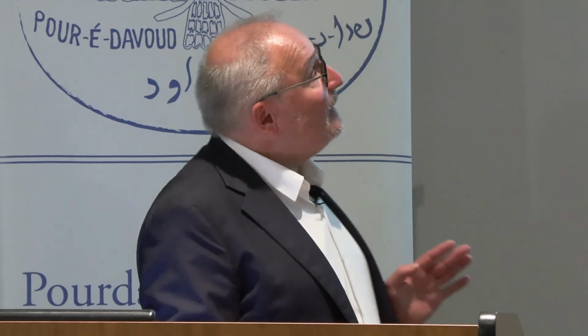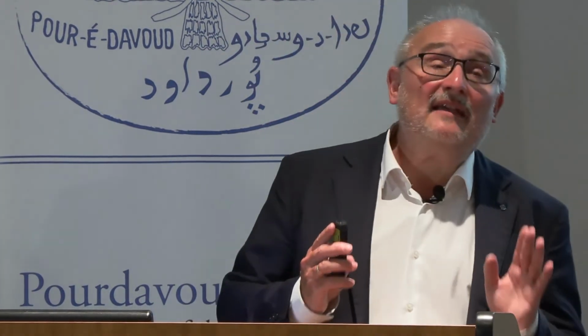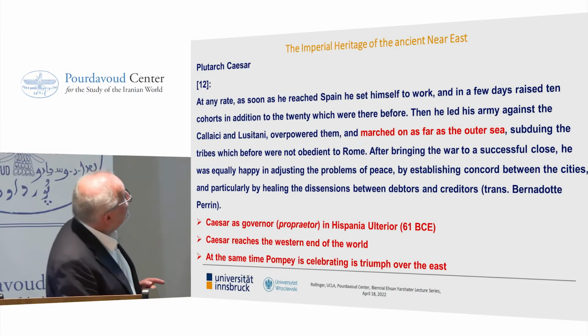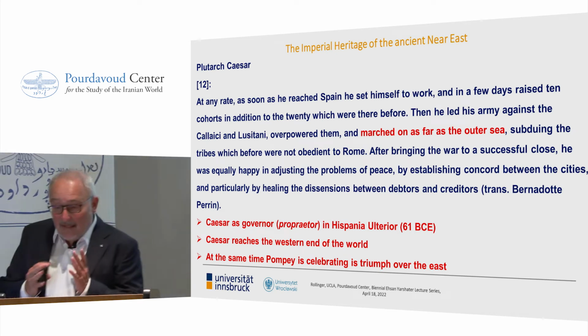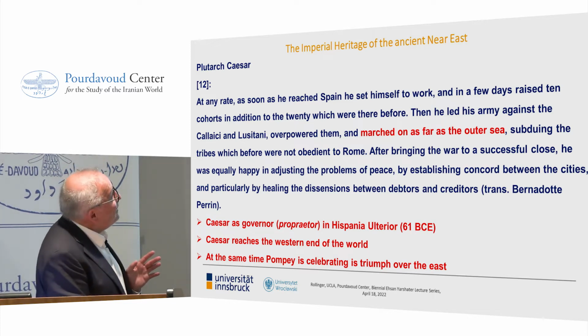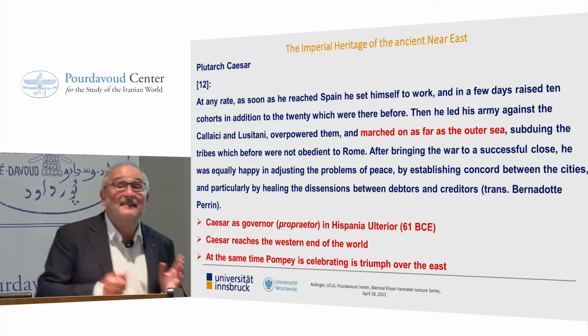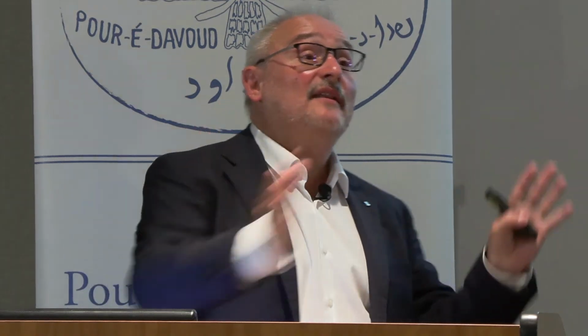And it is at that very time that Caesar campaigned as governor of Hispania Ulterior to one of the westernmost peoples of the world, the Lusitani, in nowadays Portugal. And this is again phrased in a very specific language, because he is said to have marched as far as the outer sea. So again, Pompey went to the very east, to the eastern borders of the land, but Caesar went to the western border of the land, as far as the outer sea.